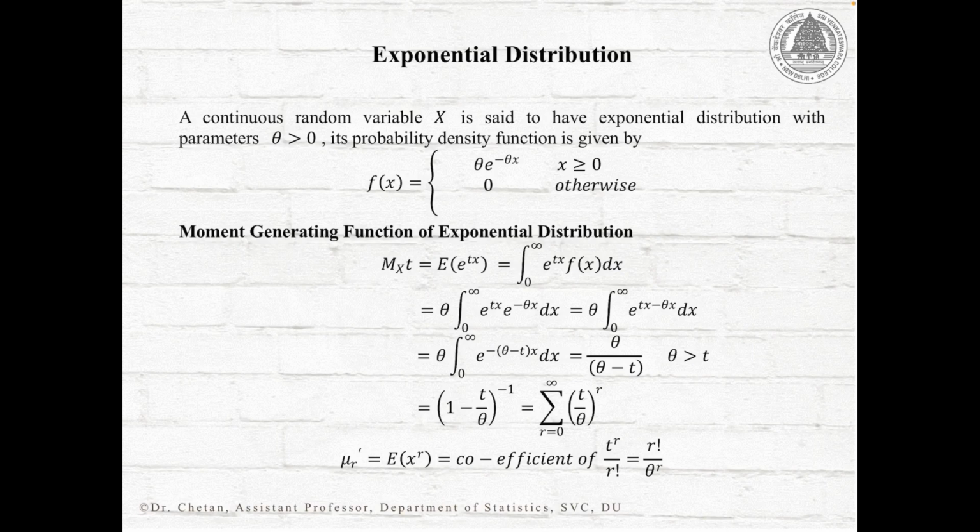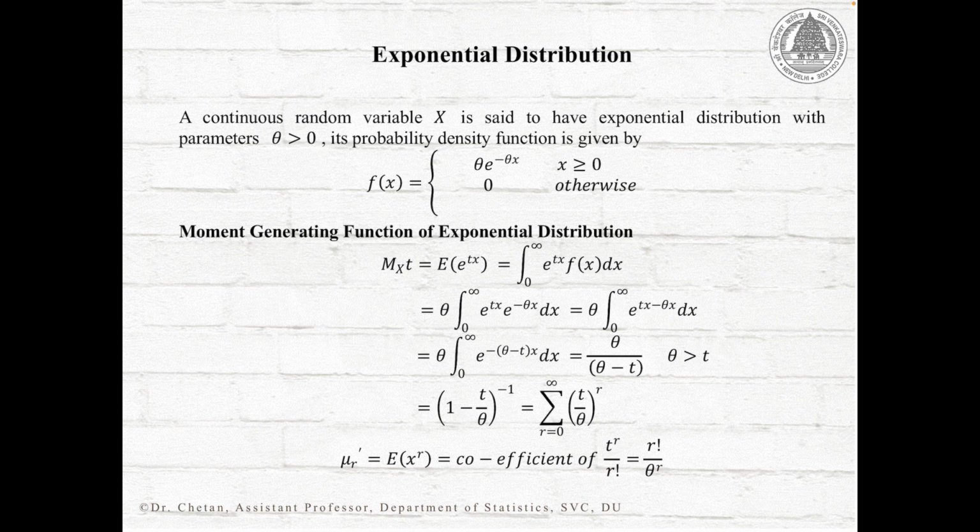As we know, in the previous class we studied the beta distribution of the first kind and second kind. In this class we will study another special continuous probability distribution, which is the exponential distribution. This exponential distribution is one of the easiest distributions in the series of continuous probability distributions.